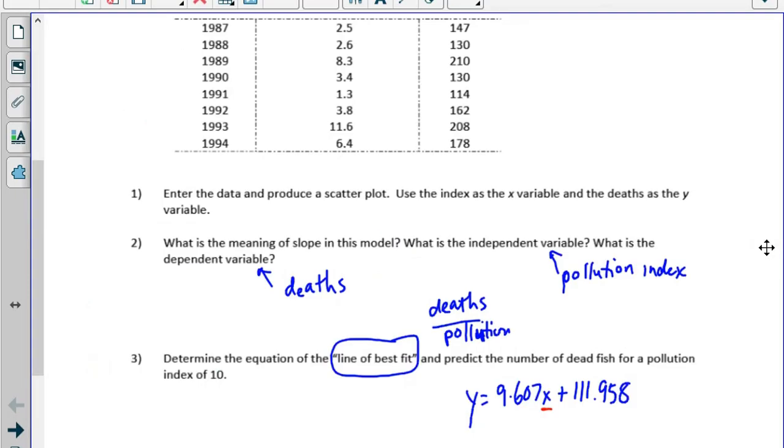So 208.032 ends up being the prediction for the number of dead fish. If it asked us to round to a whole number, we would say 208 dead fish. But if it didn't, we would just leave it as 208.032.